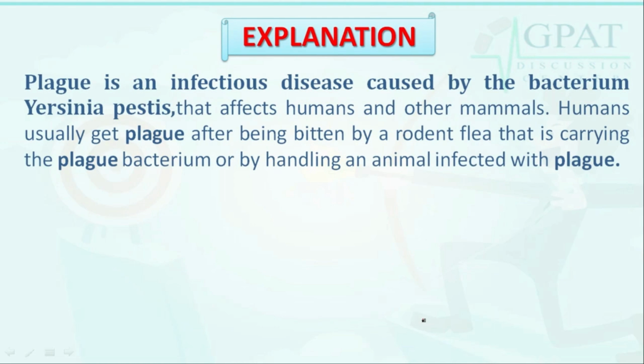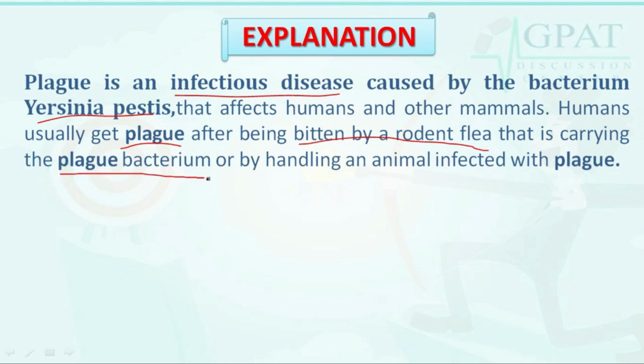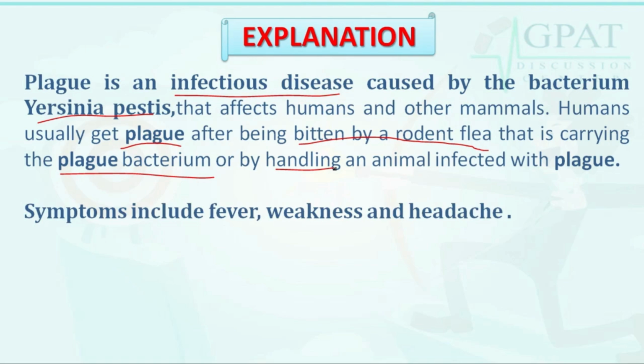Let's discuss the plague. It is an infectious disease caused by the bacterium Yersinia pestis that affects humans and other mammals. Humans usually get plague after being bitten by a rodent flea that is carrying the plague bacterium, or by handling infected animals. The symptoms include fever, weakness and headache. So that's all about the plague.